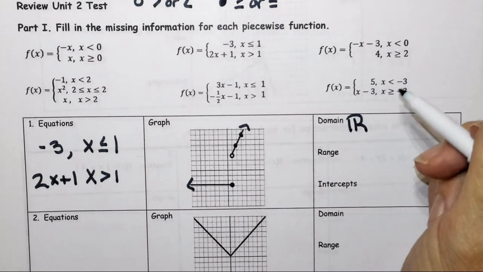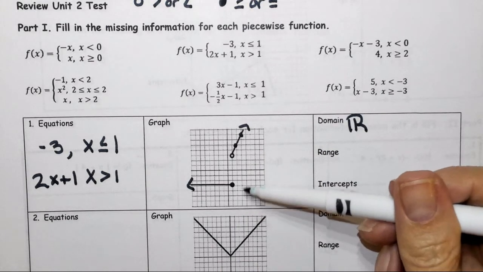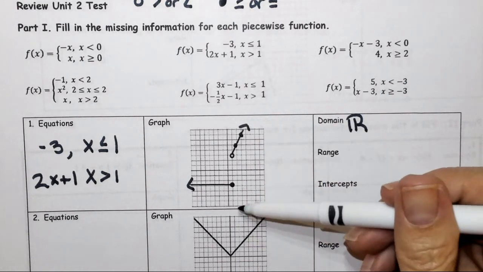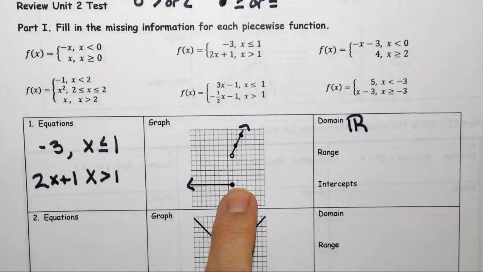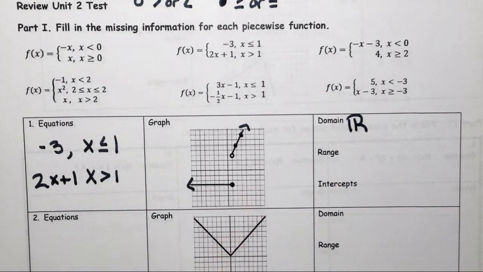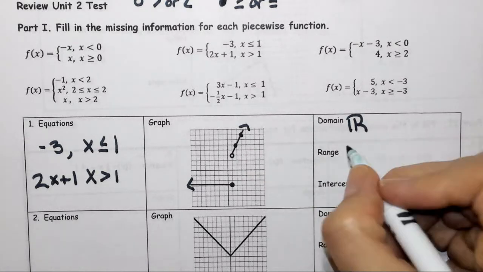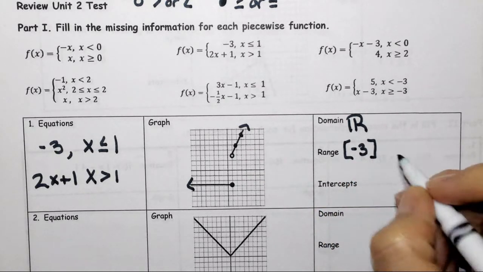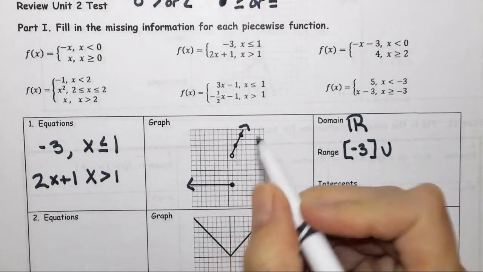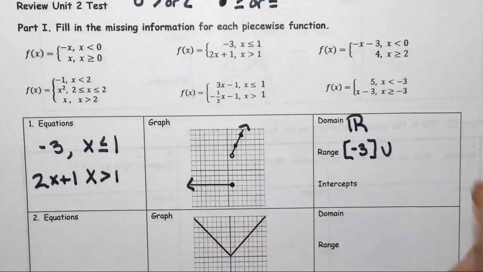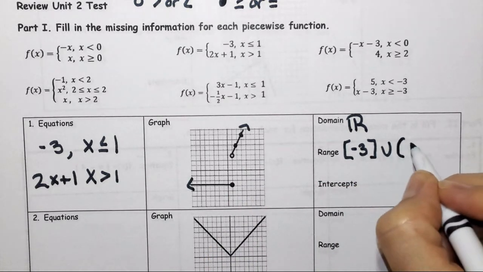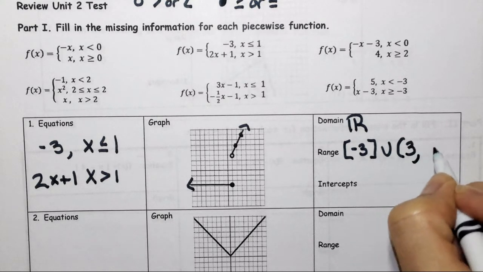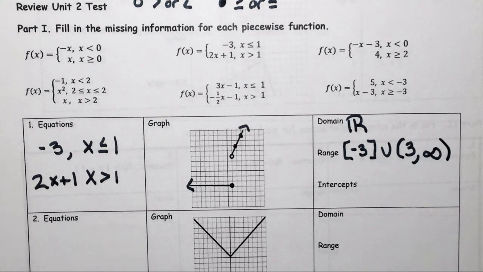When you do your range, you're always going to go from the bottom of your graph to the top of your graph. So the first y value that I actually see that I'm using is negative 3. And then I have a huge hole in the graph. So I'm going to use negative 3, that's why I've got brackets. Union. I jump all the way up to positive 3, but it's an open circle, so a parenthesis, and then I go off to infinity.